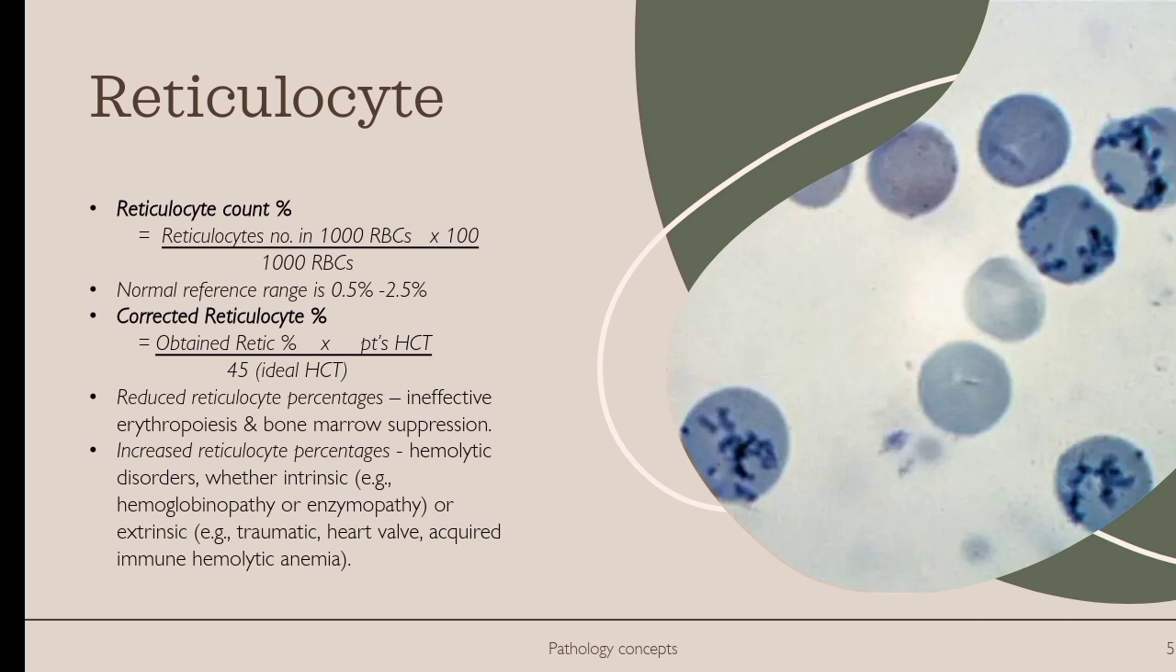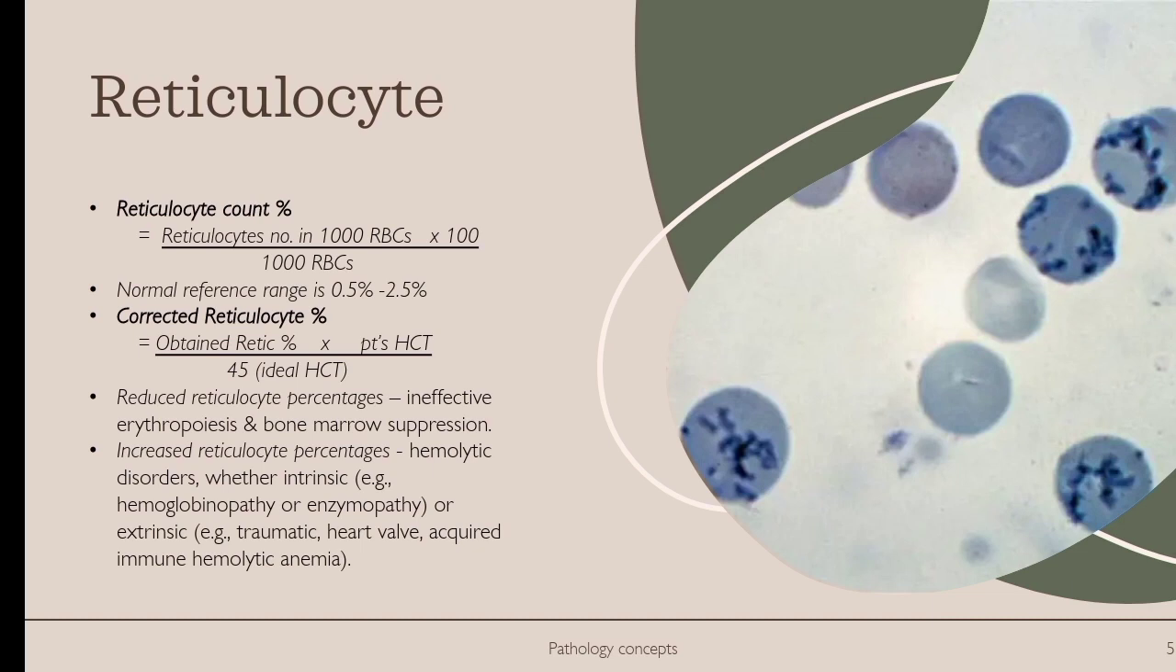Formula for reticulocyte count: reticulocyte count percentage is equal to the reticulocyte number in 1000 RBCs divided by 1000 RBCs, times 100. The normal reference range is 0.5 to 2.5%. When the patient's HCT is not ideal, we have to correct the reticulocyte count. The formula for corrected reticulocyte count is the obtained reticulocyte percentage times the patient's HCT divided by 45, which is the ideal HCT.